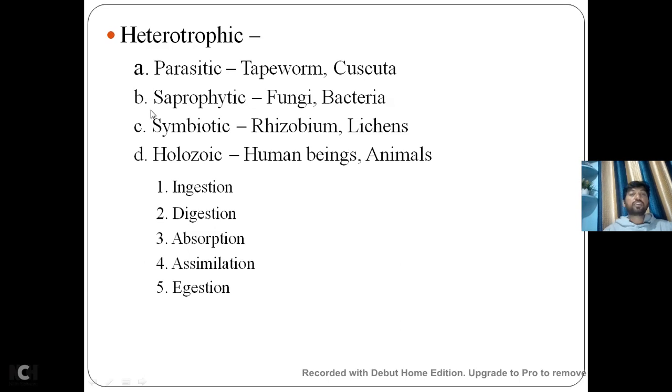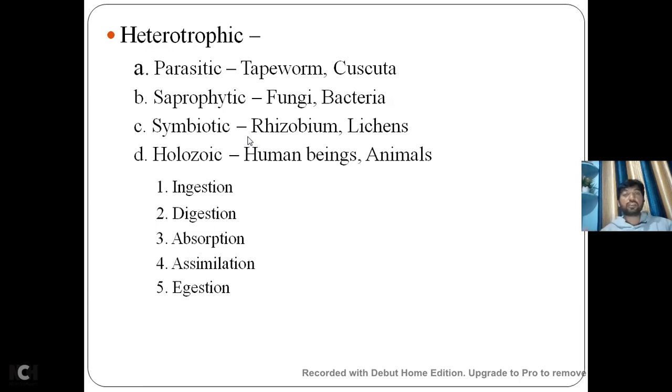Then next comes the saprophytic type of heterotrophic nutrition. Here the organism depends on dead and decaying organic matter for its food. The examples are the fungi and the bacteria. Let us understand the definition of saprophytic nutrition. See, the organism depends on dead and decaying organic matter.